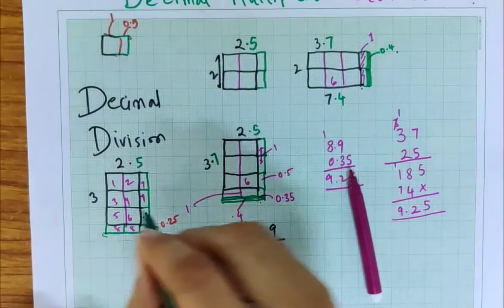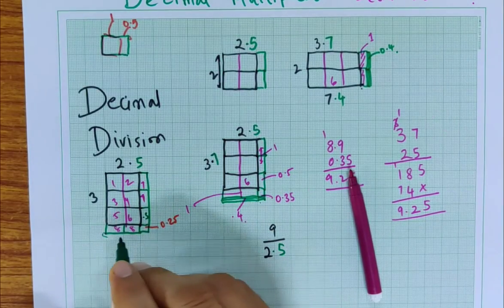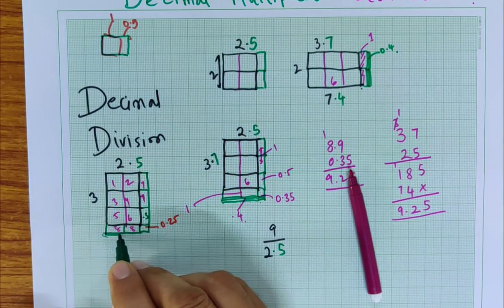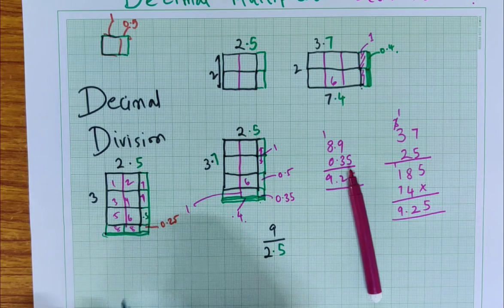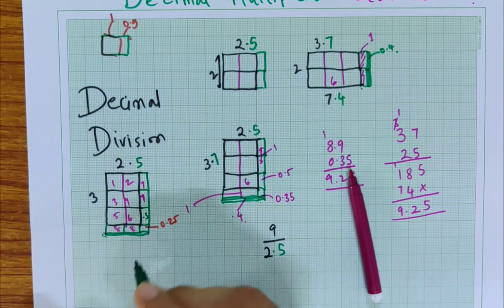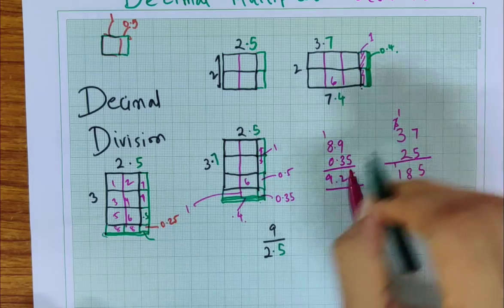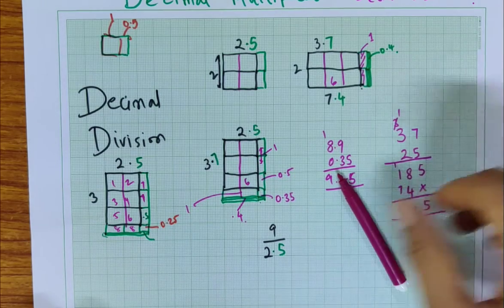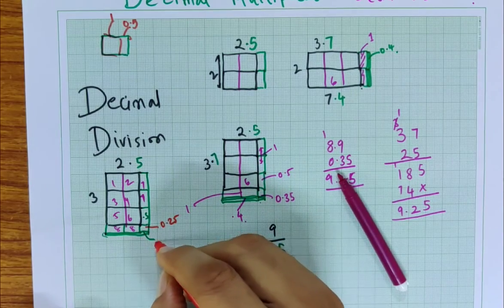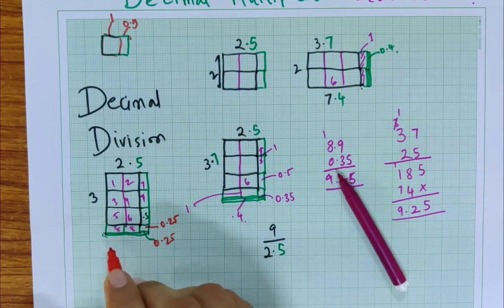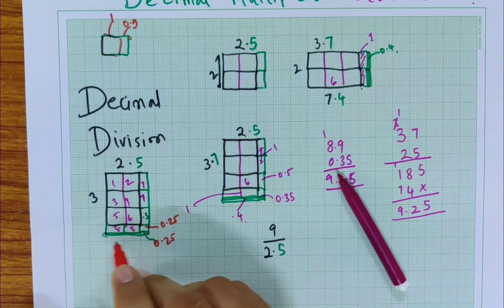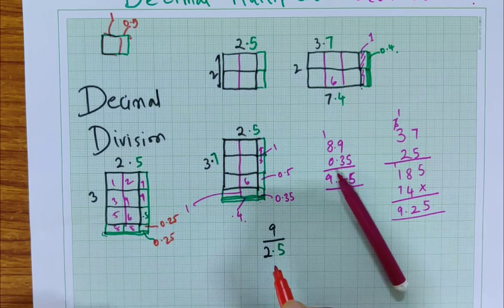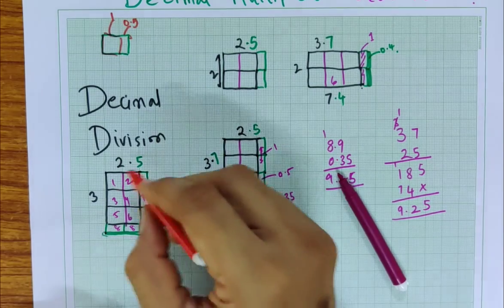So I have 2.5 here. I want 0.25. That is just one more square. So this has given me another, the red one is 0.25. Right. Each square is 1. So that's 0.25. So this gives me a total of 9.